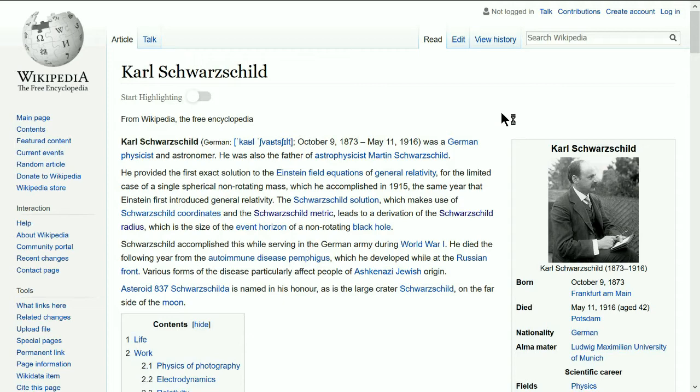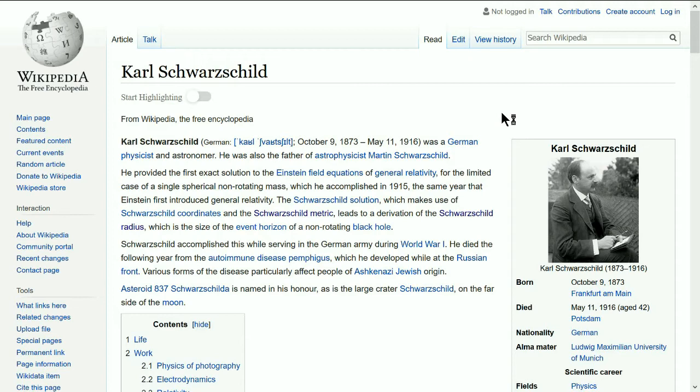The Schwarzschild solutions, which makes use of Schwarzschild coordinates and the Schwarzschild metric, leads to a derivation of the Schwarzschild radius, which is the size of the event horizon of a non-rotating black hole. Did you get that? So now, on top of the electromagnetic forces and on top of the quantized particle physics and on top of the spiritual dimensions of the flower of life, we now have black holes thrown into the equation. And not only black holes, we're finding that it also includes white holes.